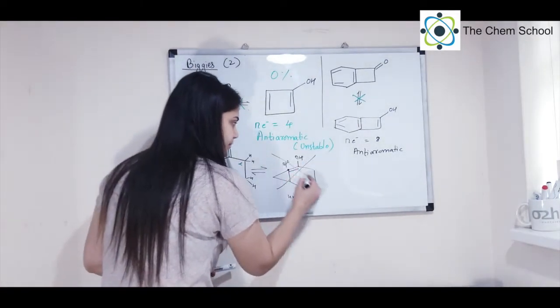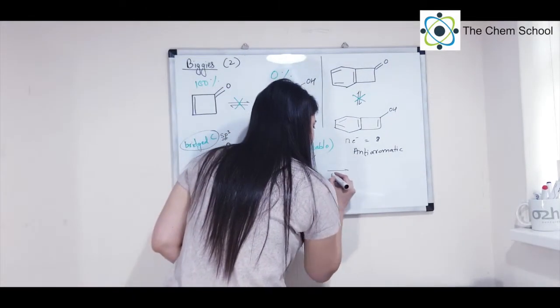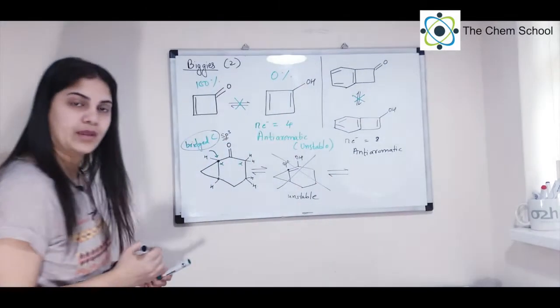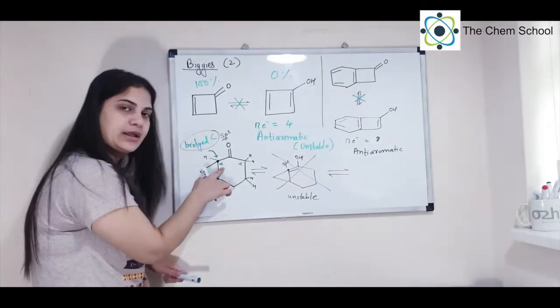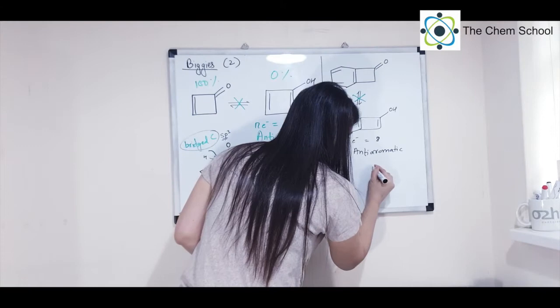So this is gone. Let's talk about the other possibility that you can have. It means if you are not taking this alpha hydrogen, you have to go for this alpha hydrogen. So put a double bond on the other side.